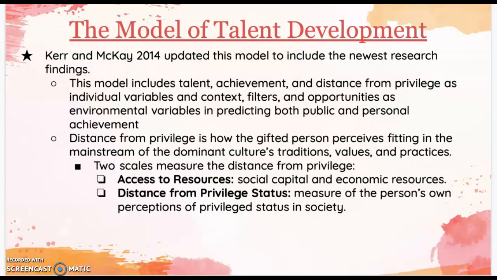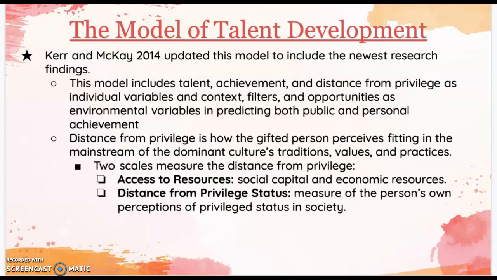Distance from privilege is how the gifted person perceives fitting in the mainstream of the dominant culture's traditions, values, and practices. The context of a gifted person's life has a major impact on career choice and persistence. The model predicts that the potential of ability should include the capacity to overcome certain barriers created by a person's distance from the center of privilege and power.